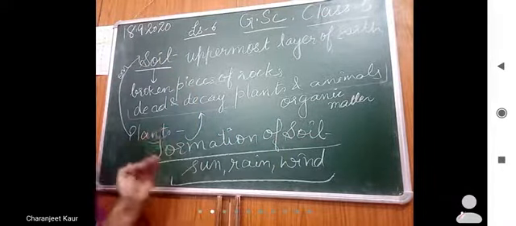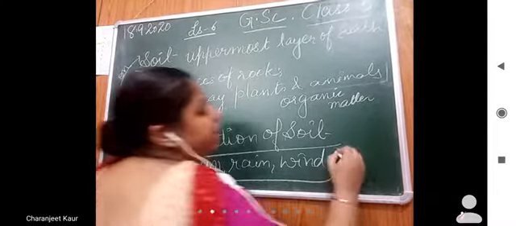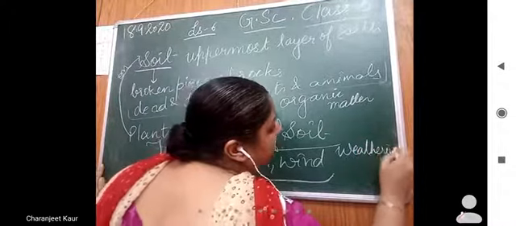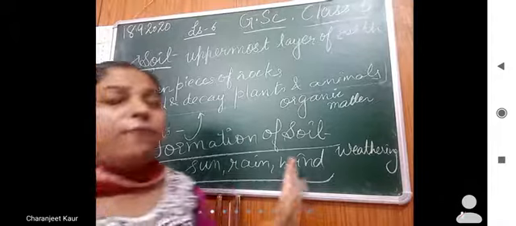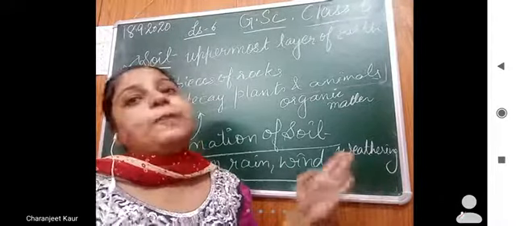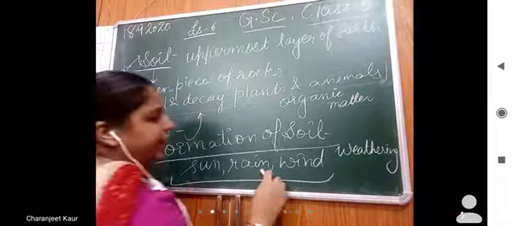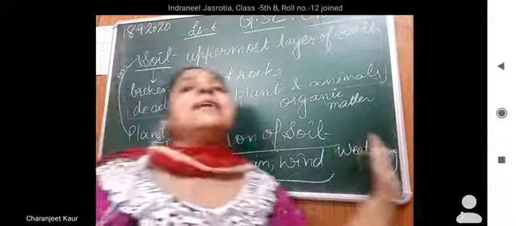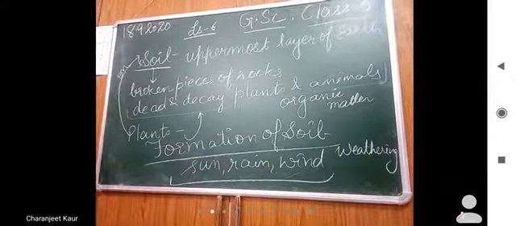This process of breaking down of rocks is known as weathering. What do we call this process? Weathering. What is weathering? Breaking down of rocks into pieces by the effect of sun, rain and wind on them. This is known as weathering. Is that clear? Now what happen is, ये होती क्या है, weathering कैसे होती है?